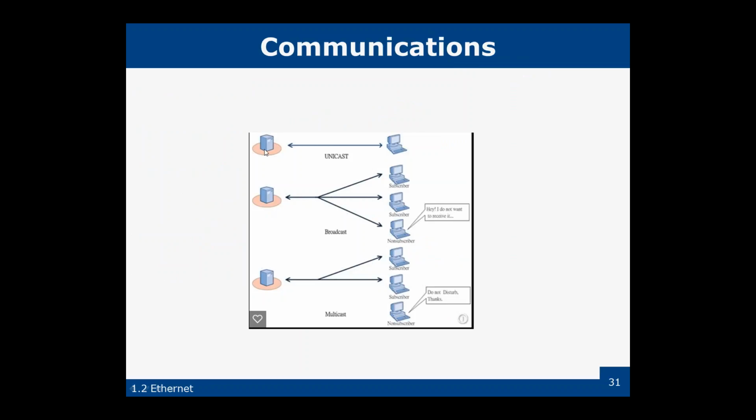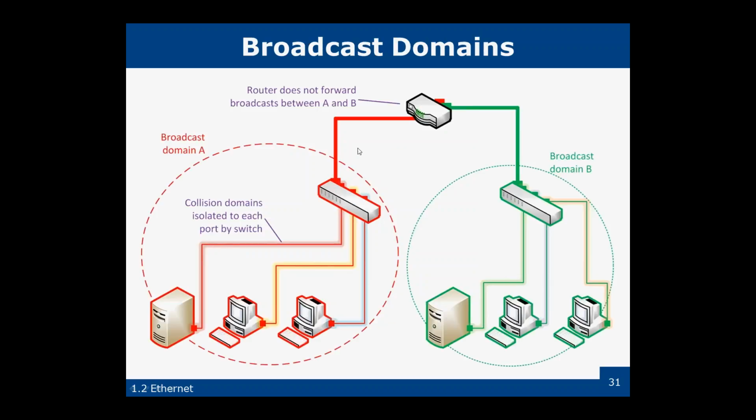Communications: unicast, broadcast, and multicast. Unicast is one computer to the other, a one-to-one relationship. A broadcast, we send something to all the computers, and in the IP world, it's going to be all the computers on an IP network. A multicast, you actually sign up for a multicast, and you get the information, but only because you ask for it. Actually, the computer signs up for the multicast. Broadcast domains.